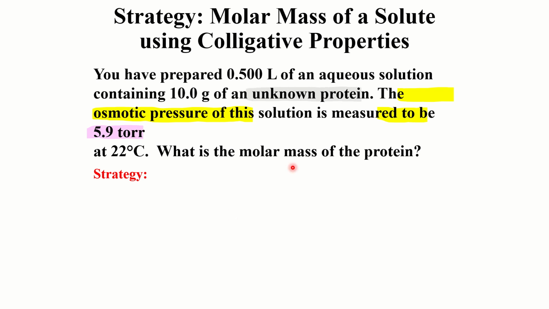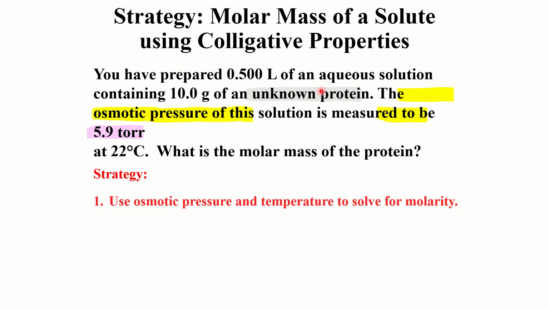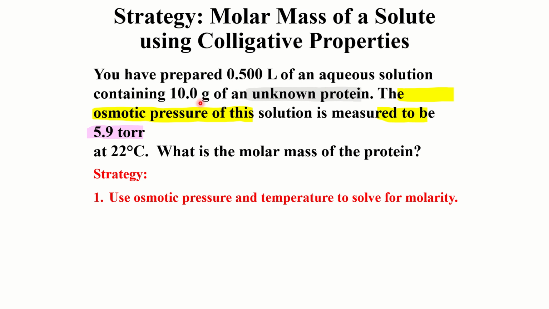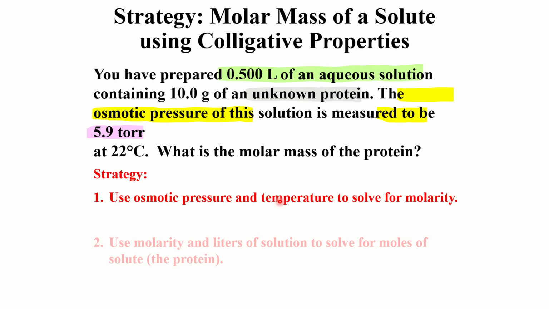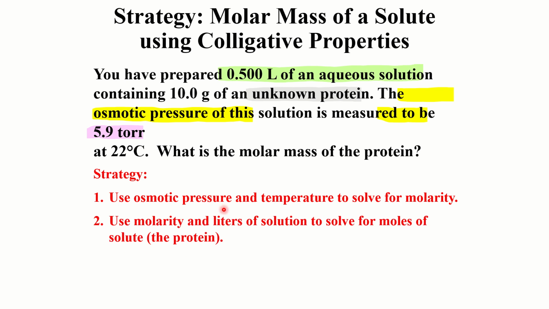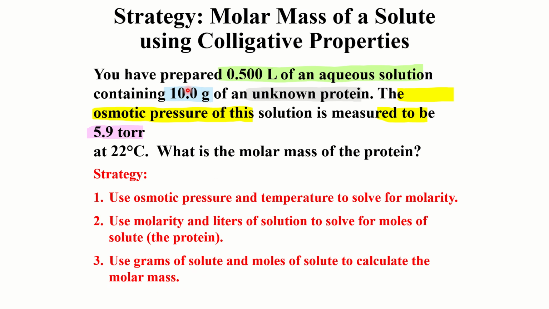All right, so you're given an osmotic pressure. You're told it's 5.9 torr. You're told that this is an unknown protein, and you are told that it's got 10 grams. So what we're going to do here is we've got a temperature, we've got an osmotic pressure. Right here, I see a volume. We're going to be able to use all of these pieces together to solve for molarity. Once we solve for molarity, we can use that molarity and the liters of the solution to solve for moles solute. And once you have moles solute, the protein, you can use that grams value given and those moles to calculate the molar mass.